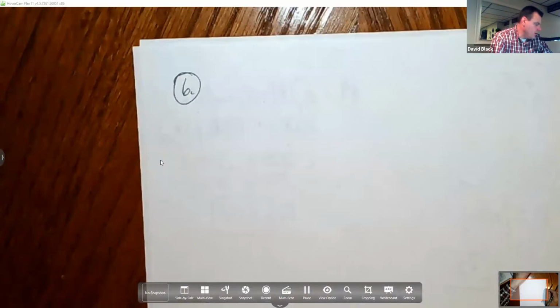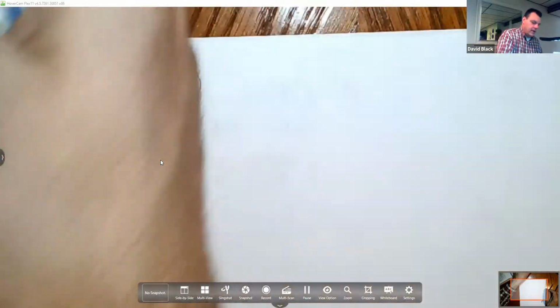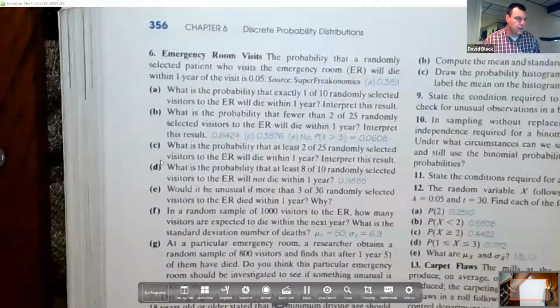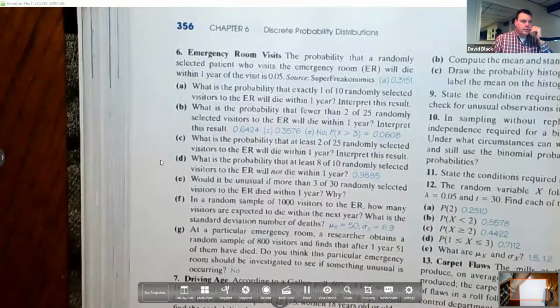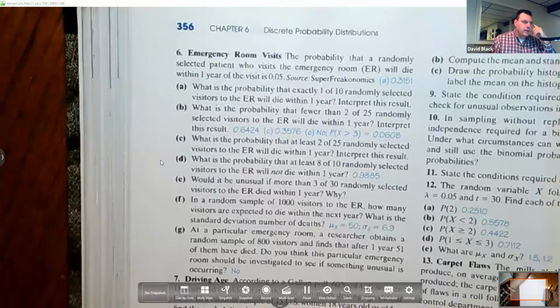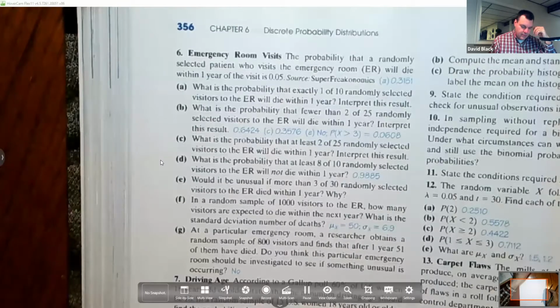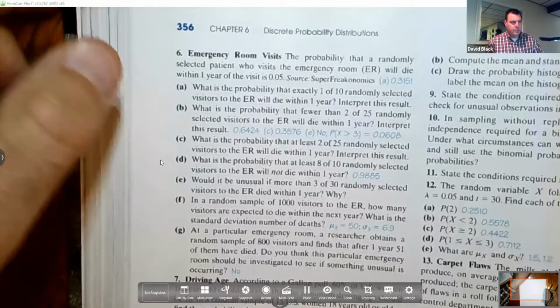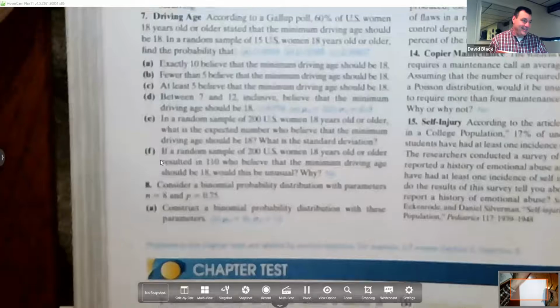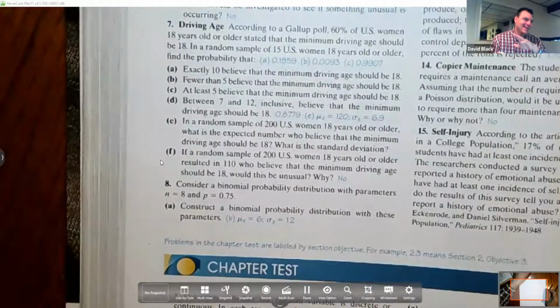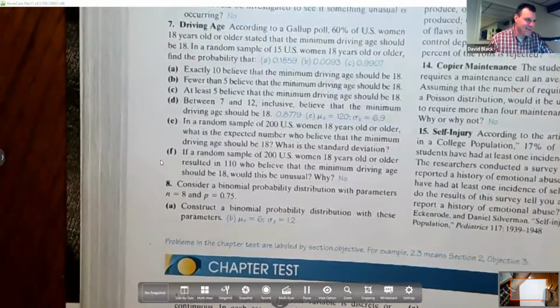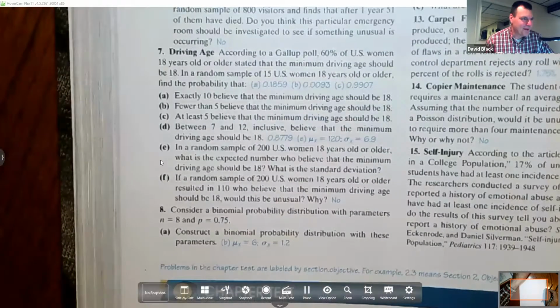Okay, so we have on that page, let's take a look here, the probability that a randomly selected patient who visits the emergency room will die within 1 year of the visit is 0.05. Let's not do that problem right now. Let's do number 7. You can do number 6 for homework later. We'll do number 7.